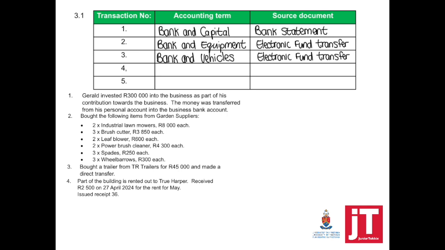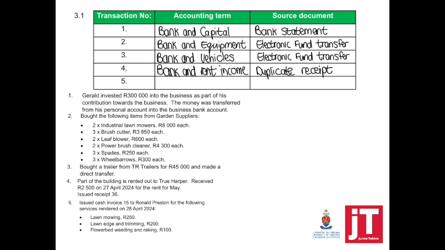The fourth transaction says, part of the building is rented out to True Harper. Received $2,500 on 27 April 2024 for the rent for May, issued receipt 36. This means that the business received money. If the business receives money, bank is involved. Why did we receive money? Because of rent income. And the source document is duplicate receipt.